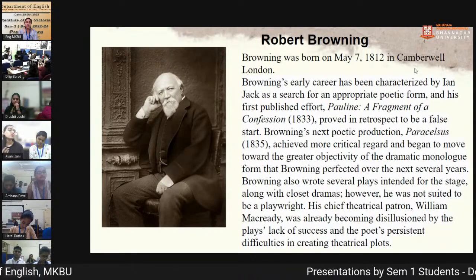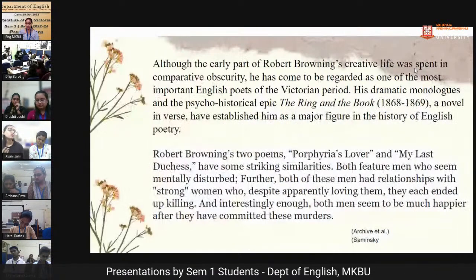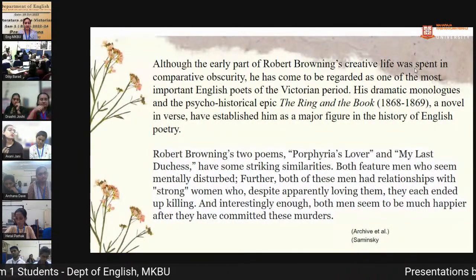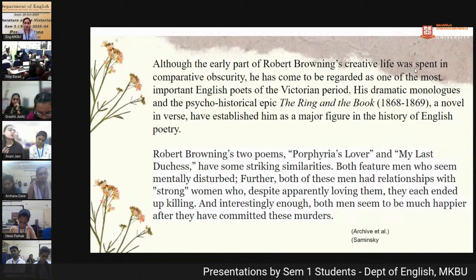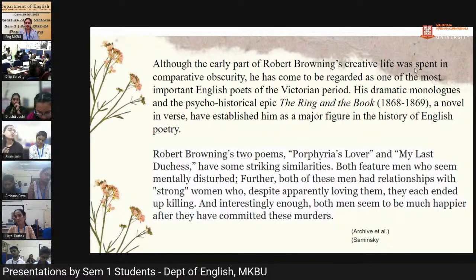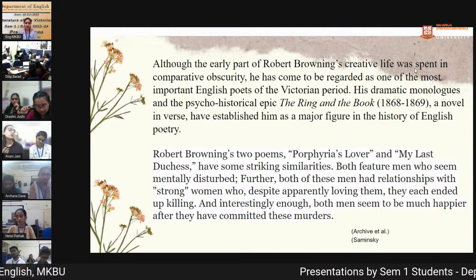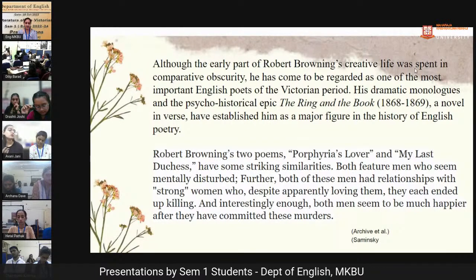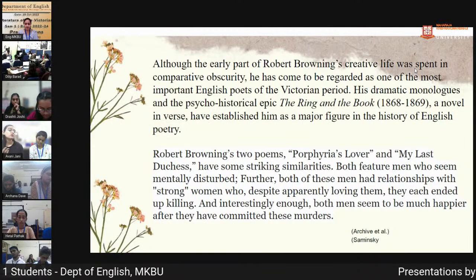Robert Browning was also good in humor, comedy, and characterization. Although the early part of Robert Browning's creative life was spent in comparative obscurity, he has come to be regarded as one of the most important English poets of the Victorian period. His dramatic monologues and the psychological epic The Ring and the Book, a novel in verse, have established him as a major figure in the history of English literature.